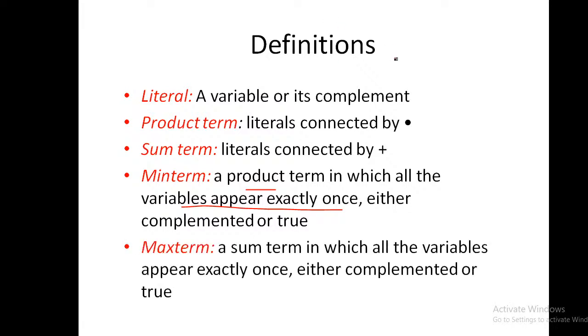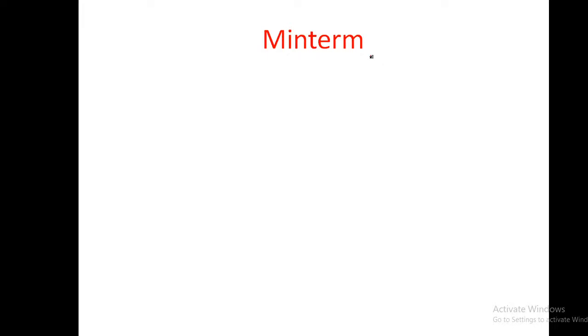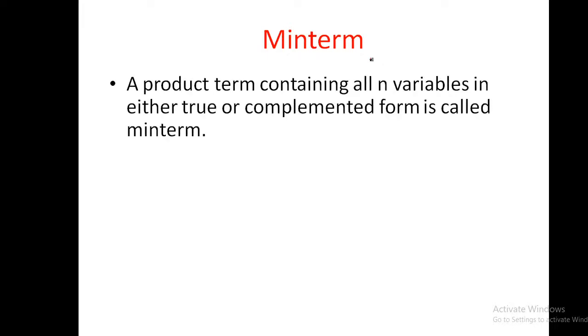Another term is maxterm: a sum term in which all the variables appear exactly once, either in the normal form or in the complemented form. Now see, what is a minterm? You have used minterms previously. If there are n number of variables, the variables will be either in the true form or in the complemented form.